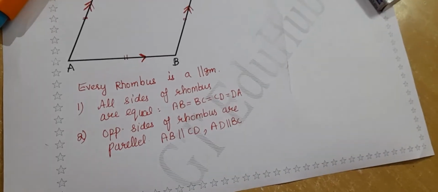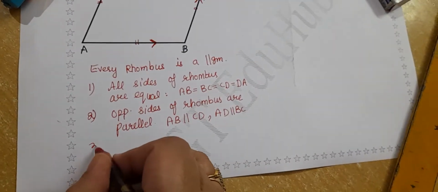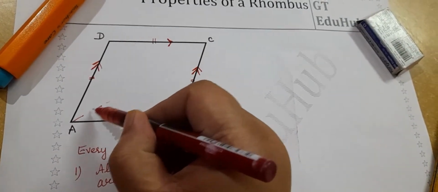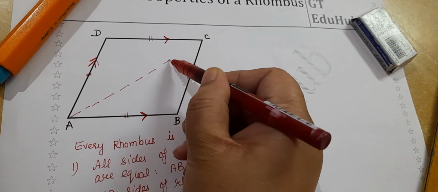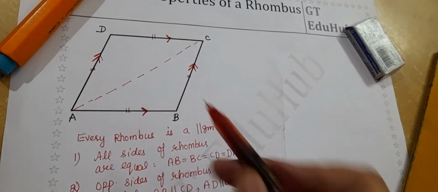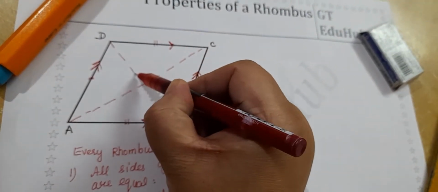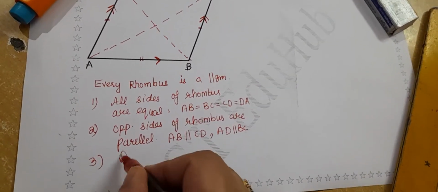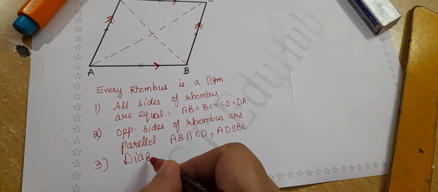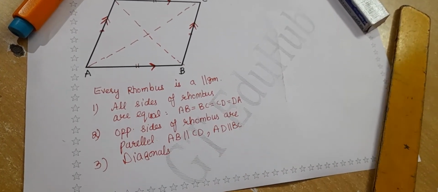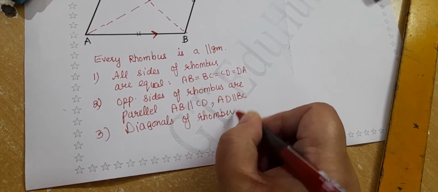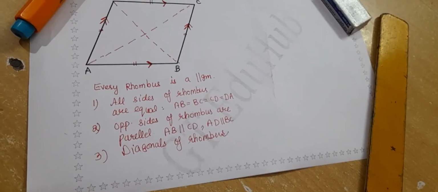Now we will discuss the third property relating to the diagonals. First of all, I will draw the diagonals of this figure. Join AC and then join BD. AC and BD are the two diagonals of this rhombus. Property related to diagonals is that diagonals of rhombus bisect each other.